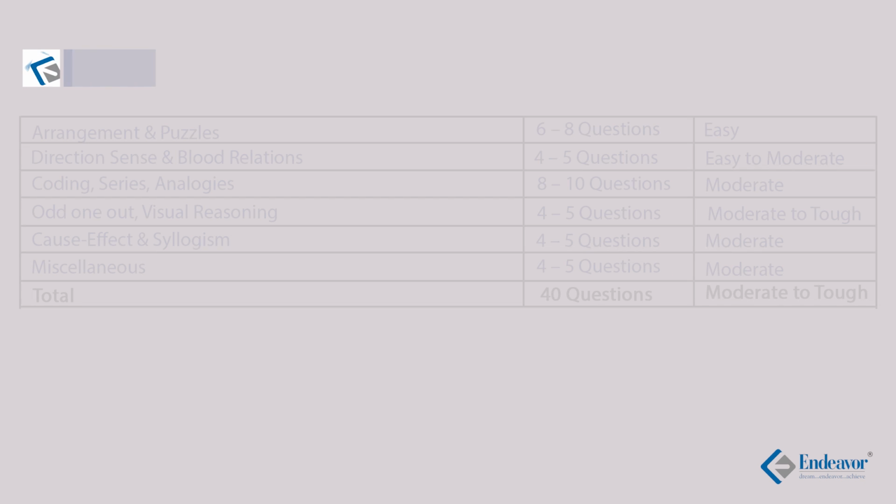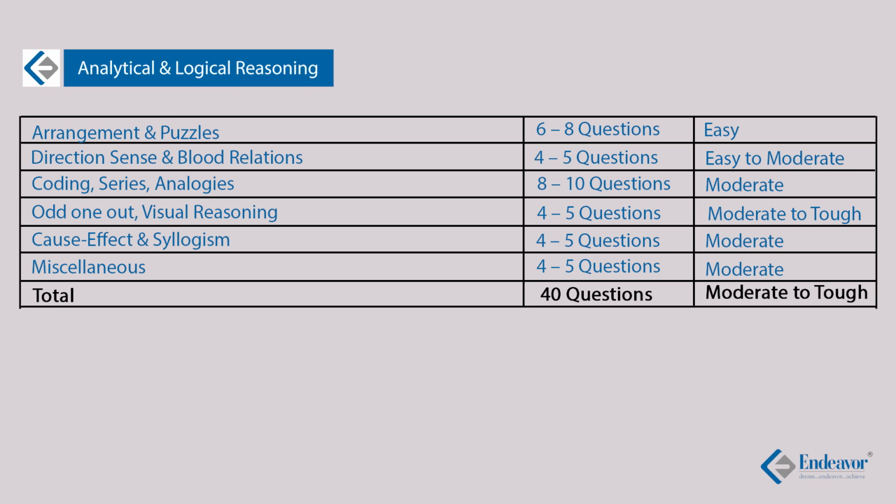The last section, that is analytical and logical reasoning, which has 30 questions, will be dominated by analytical reasoning. So you can come across questions on arrangements in puzzle, coding, decoding, direction sense, blood relation, which will consist of almost 20 questions out of 30 questions. You can also come across questions on visual reasoning and mathematical reasoning and couple of miscellaneous questions, which can be approximately 10 questions out of 30.